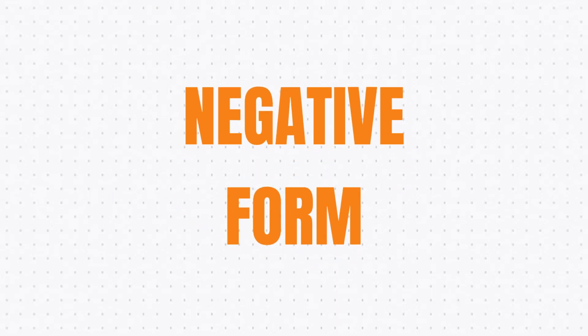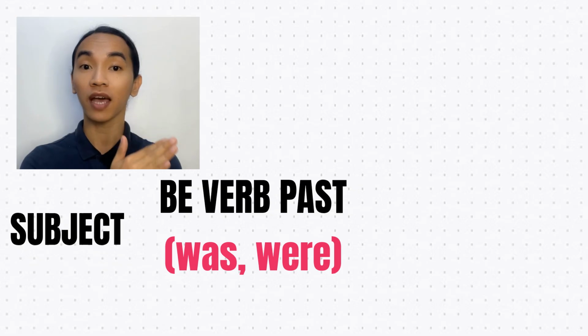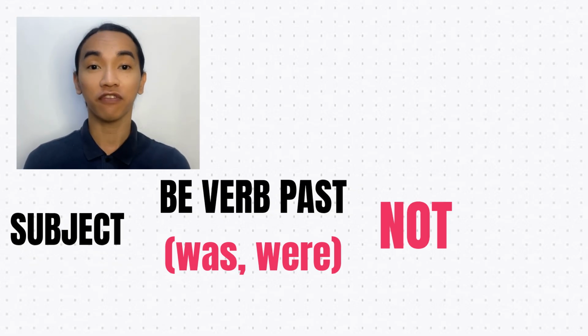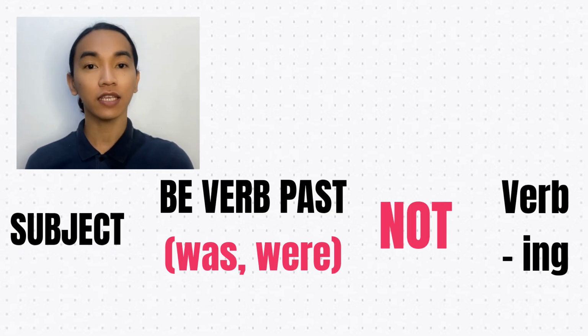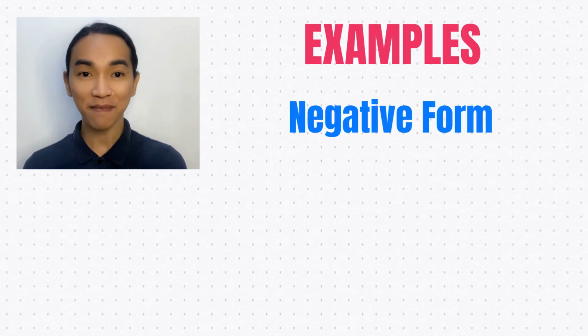So for the next one, let's talk about sentences in the negative form. Okay, so it's just as easy as the present continuous too. You just have to add your subject, your be verb in past tense, was and were, plus not, and then verb ing. Again, subject, was, were, not, plus verb ing. Now let's take a look at some examples.